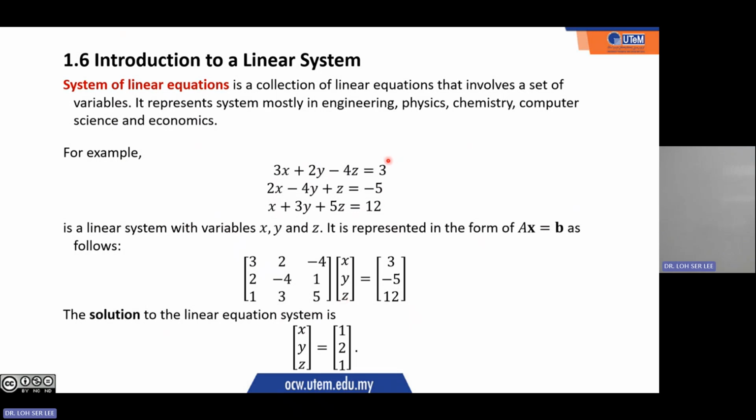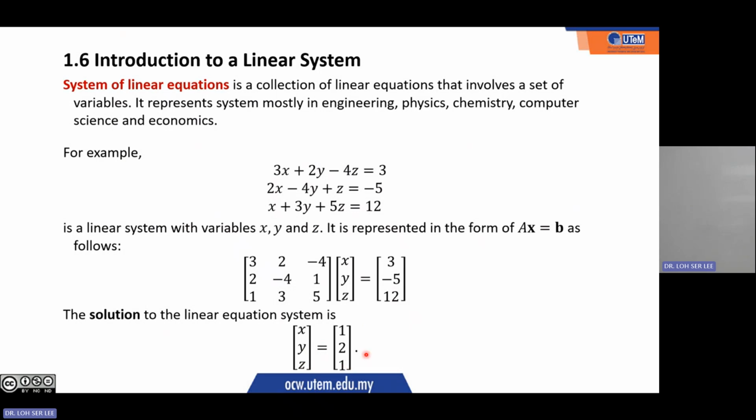And the right-hand side values form a vector. So this is a matrix form. And the solution to this linear system is presented in vector form as well. That means x equals 1, y equals 2, z equals 1.